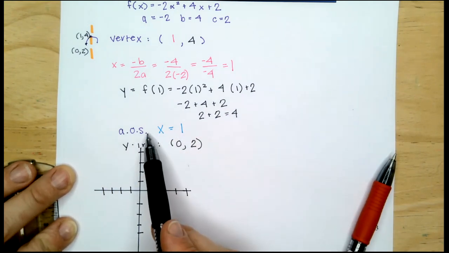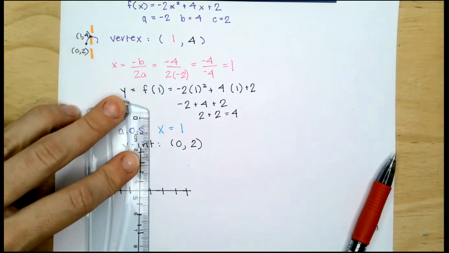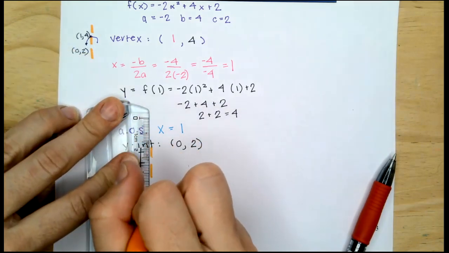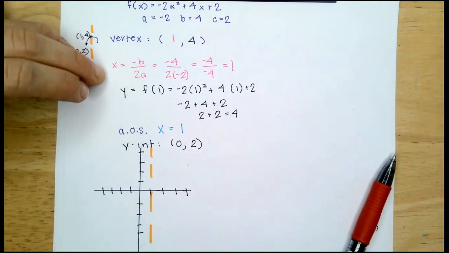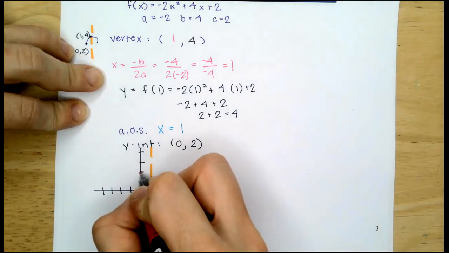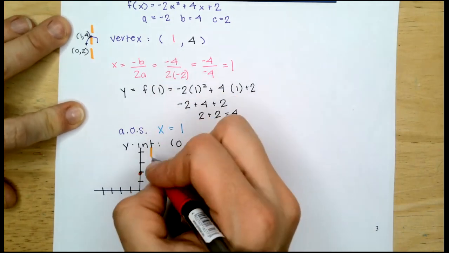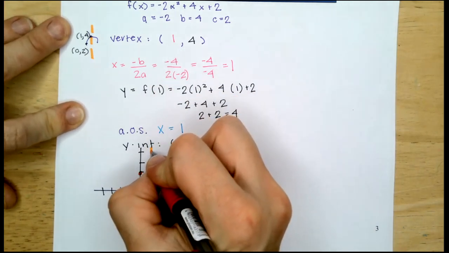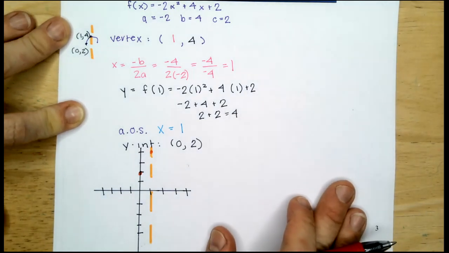Good. All right. Axis of symmetry was at x equals 1. So there's my axis of symmetry. My y-intercept is at 0, 2. And my vertex is at 1, 4. Good.